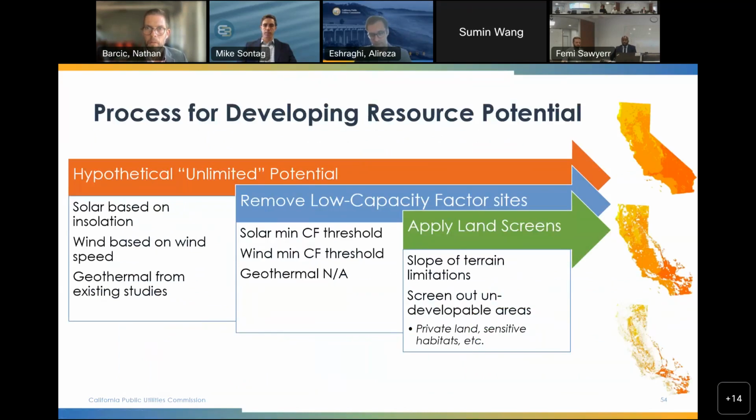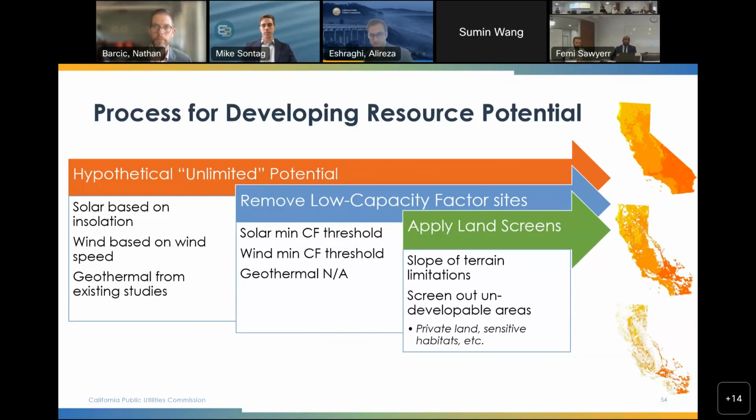Broadly speaking, there's 3 steps to creating the resource potential that is eventually fed into the RESOLVE modeling. So you start off with a hypothetical unlimited potential, which is broadly based on physical characteristics. So for instance, with solar, it's based on insolation. For wind technologies, it's based on wind speed. And then geothermal largely is based off of existing studies on core or earth-based heat.